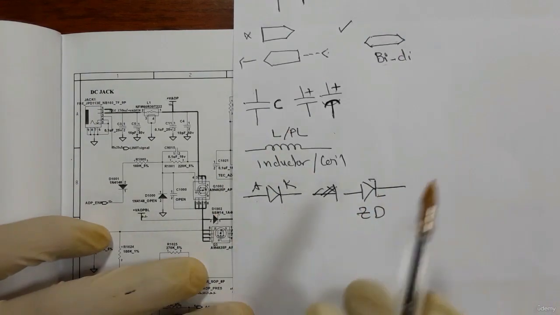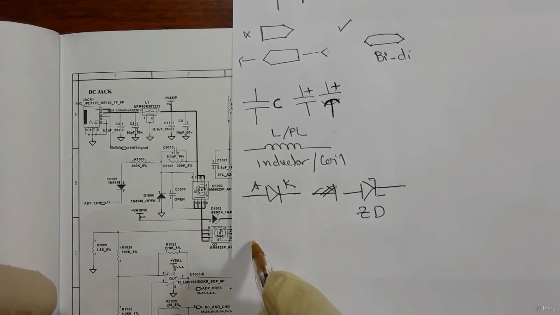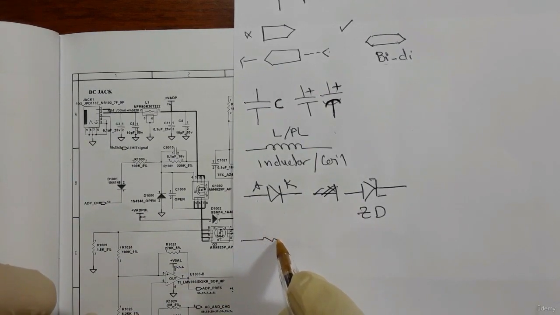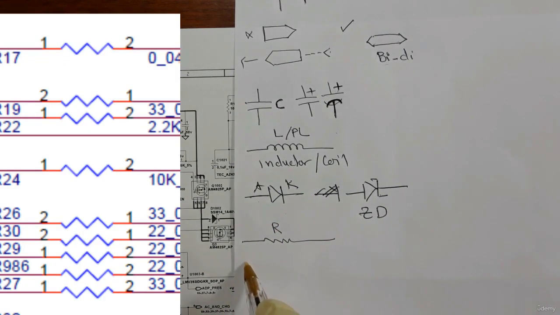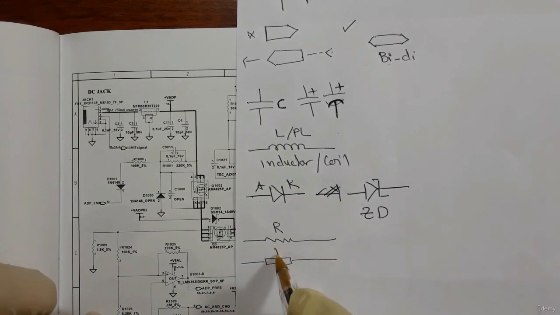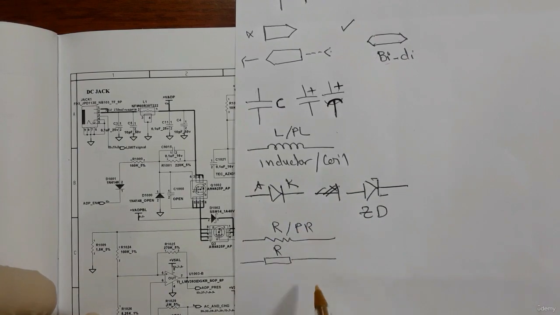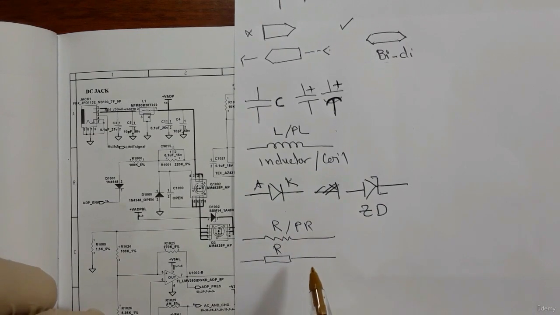We will see all this in the schematic. We can also find the resistors in the motherboard. This is the symbol for the resistors, as you can see, or this. The reference for the resistors in the motherboard: you can find R in some motherboards or PR in others.